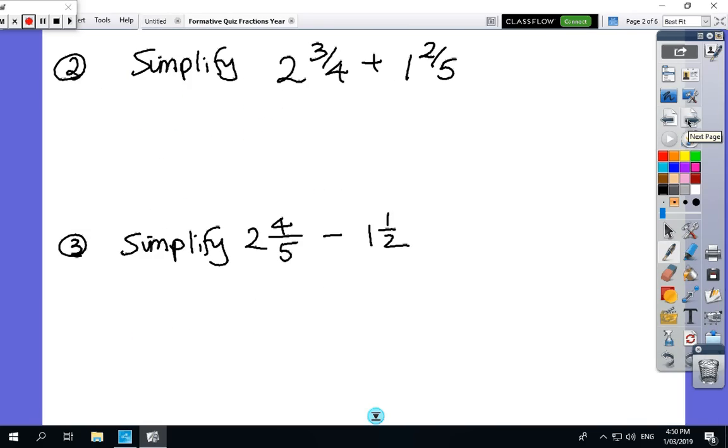Okay, now we're going to do adds and subtracts. So you need to convert these into improper fractions to start. Okay, so have a go, and when you're ready, come back live.